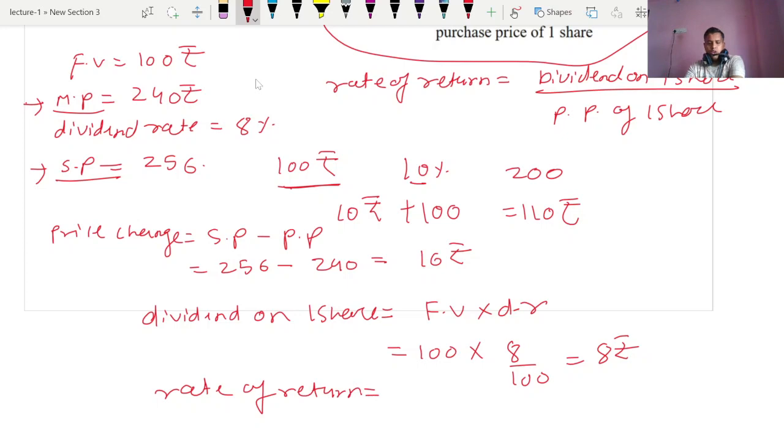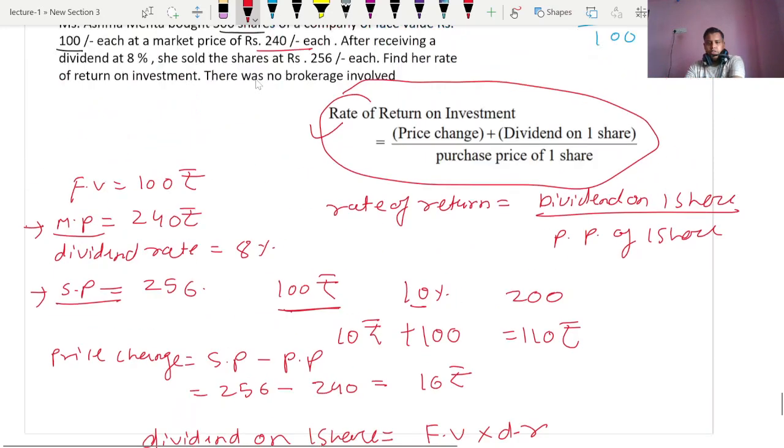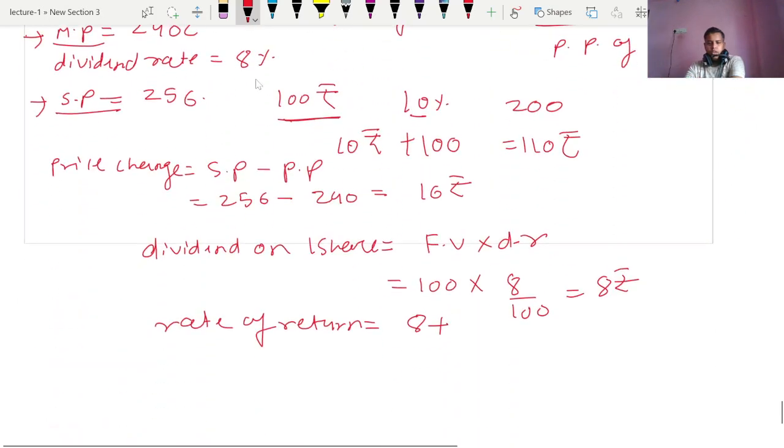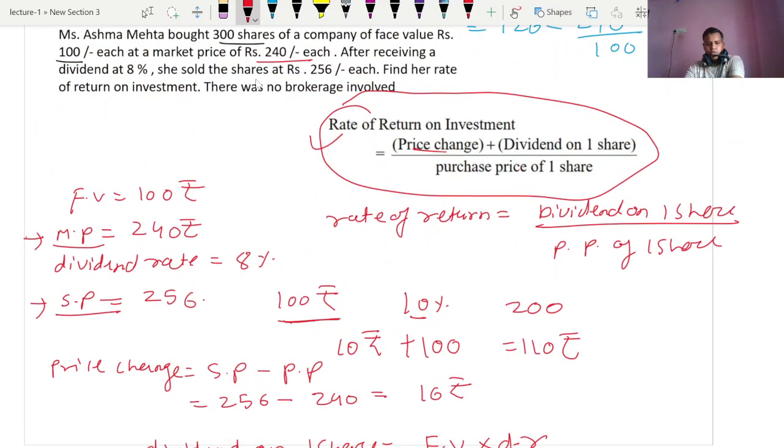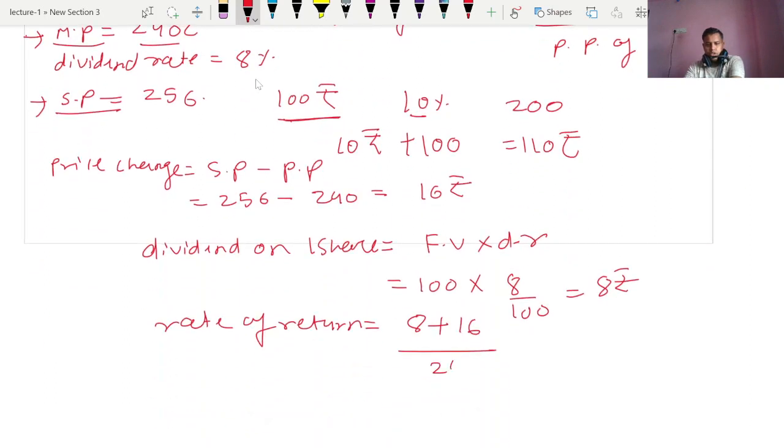So therefore rate of return is equal to dividend on one share, which is 8, plus price change. You have to keep account this price change. What is price change? 16 rupees divided by purchase price of one share. What is the purchase price? 240 rupees. So 16 and 8 what is it? 24, but 240 into 100. So 0, 0, 0, 0. So rate of return is 10%.